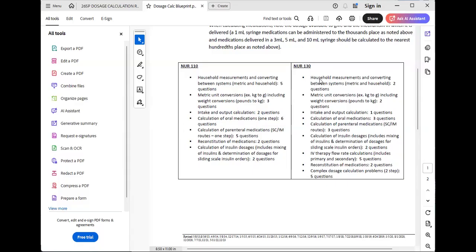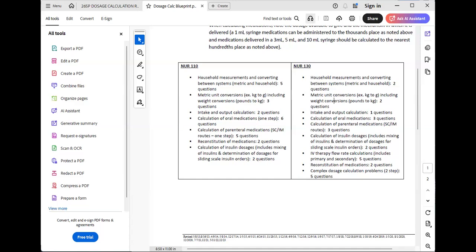And then when they say complex dosage calc problems, what they mean there is it's a multi-step problem. So a lot of times it just means taking a patient's weight in pounds, converting it to kilograms, and then multiplying by an order that is listed as milligrams per kilogram. Just so you know how to calculate that.